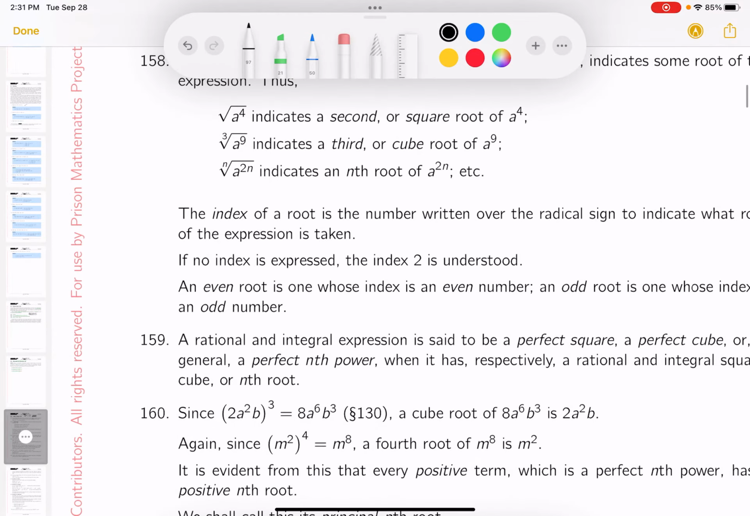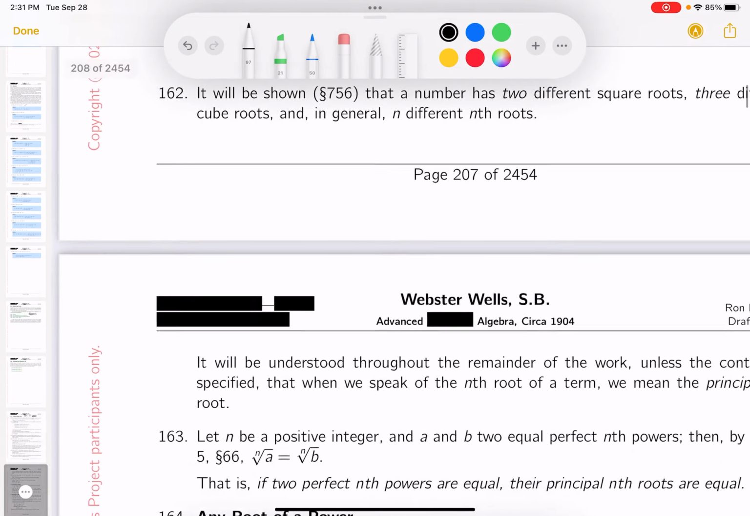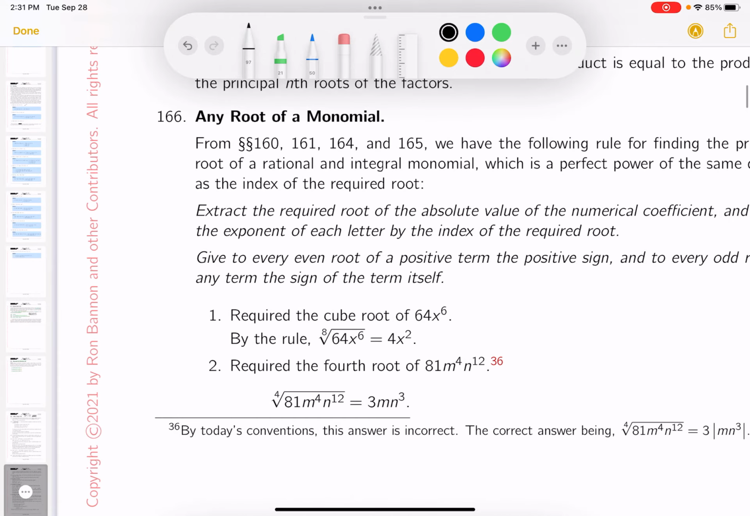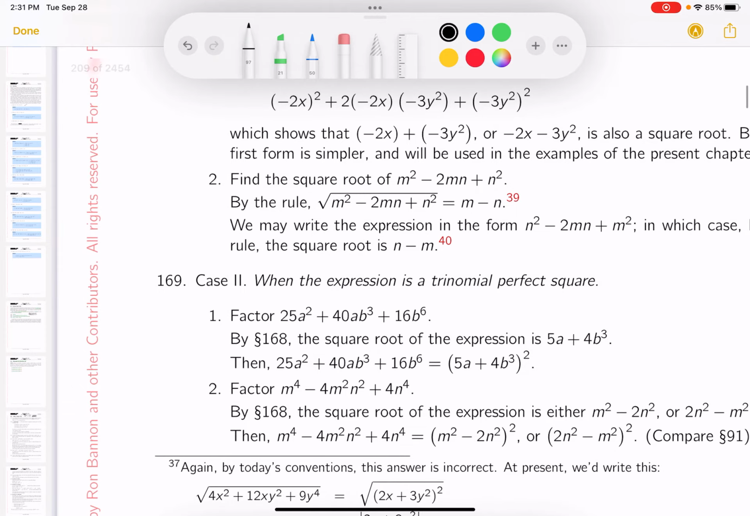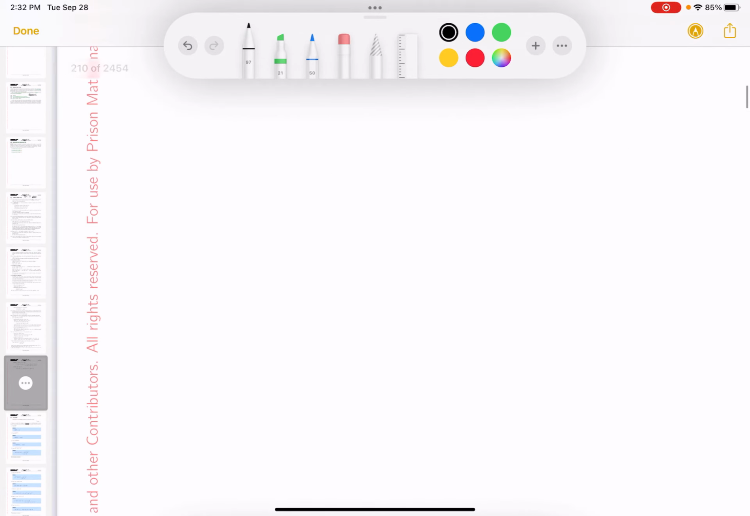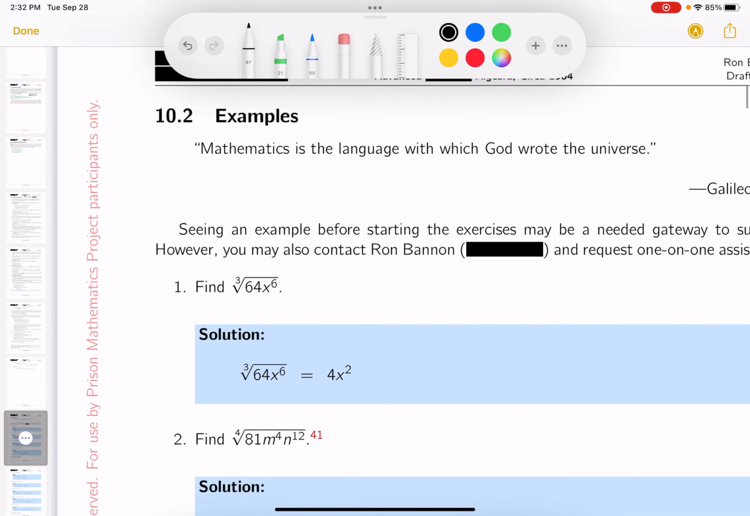Think. But again, they talk about roots, all right? So I'm going to say this has something to do with roots. So I'm going to pretend I read through that section, and what I'd like to do is read through it. And again, the way I write an answer down may be different than the way Wells writes an answer down.